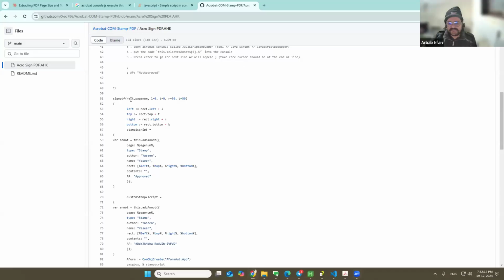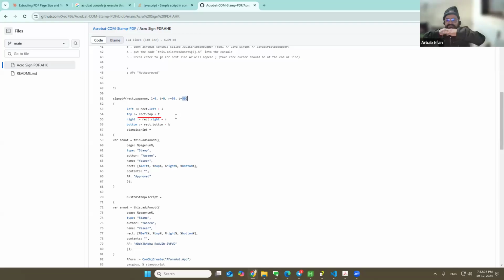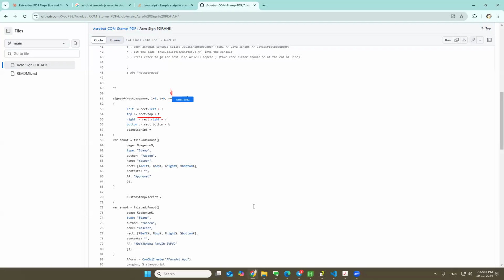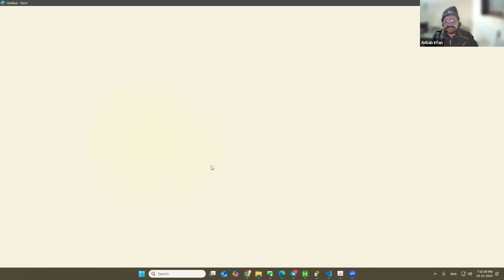So I have to pass the page number and the location that I found of the word signature. So this is the word signature here, and then I add 50 to the top and 50 to the right and 50 to the bottom. So that adds my signature above like this. Oh, so you were adding to the right side and to the bottom. So let me show you how it would look like.